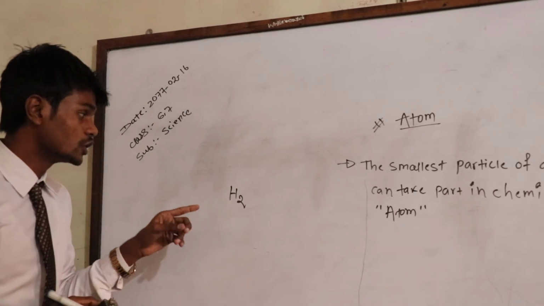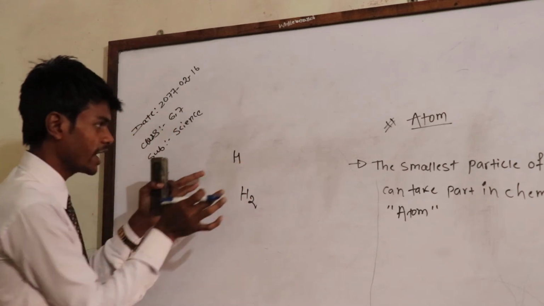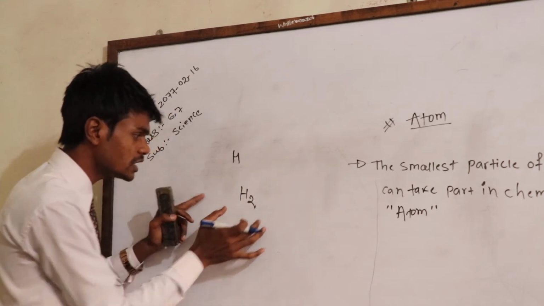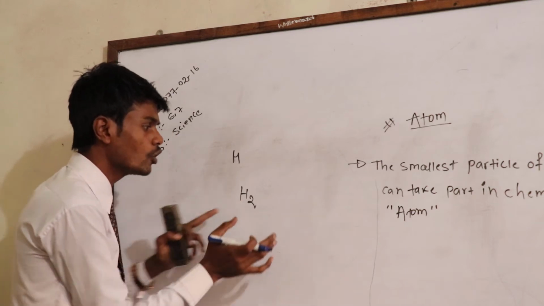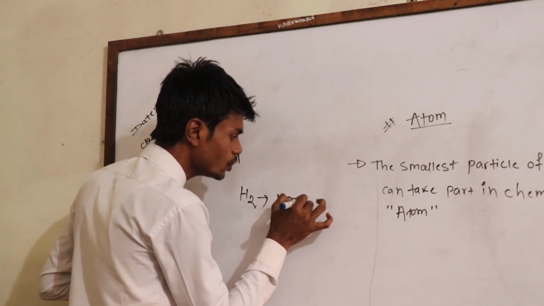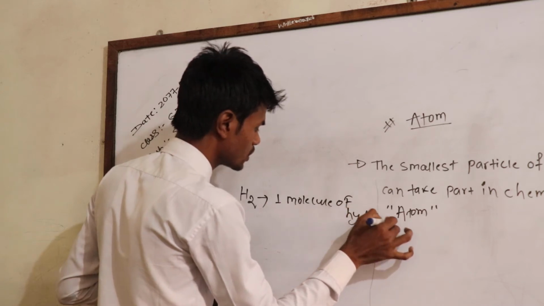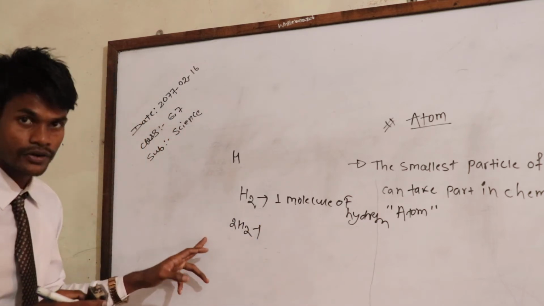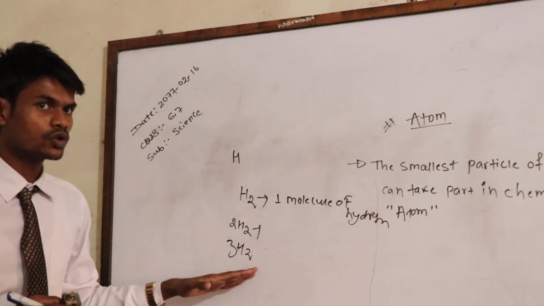No, it's wrong. H2 means 1 molecule of hydrogen. H indicates an atom of hydrogen, but H2 indicates a molecule of hydrogen. 2H2 means 2 molecules of hydrogen, and 3H2 means 3 molecules of hydrogen.